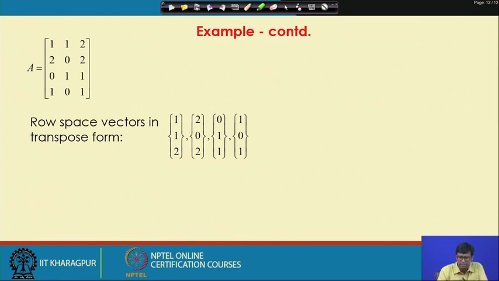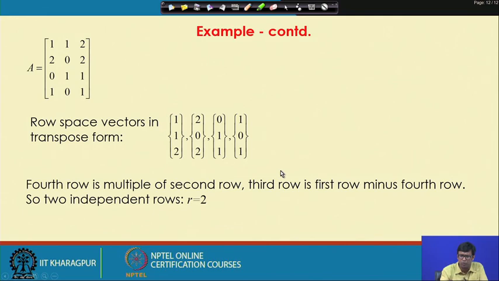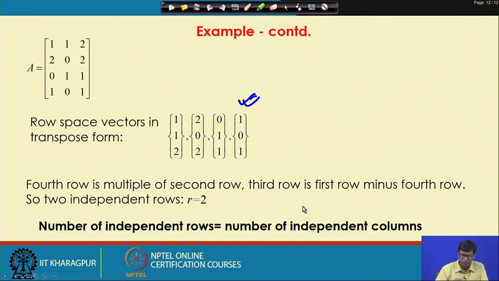And then what we can see is that the fourth row is a multiple of the second row. The fourth row is basically half of the second row, and the third row is the first row minus the fourth row. So, the fourth row and third row are dependent on the first and second rows. So, there are two independent rows, and the number of independent rows is equal to the number of independent columns, which is also verified here.